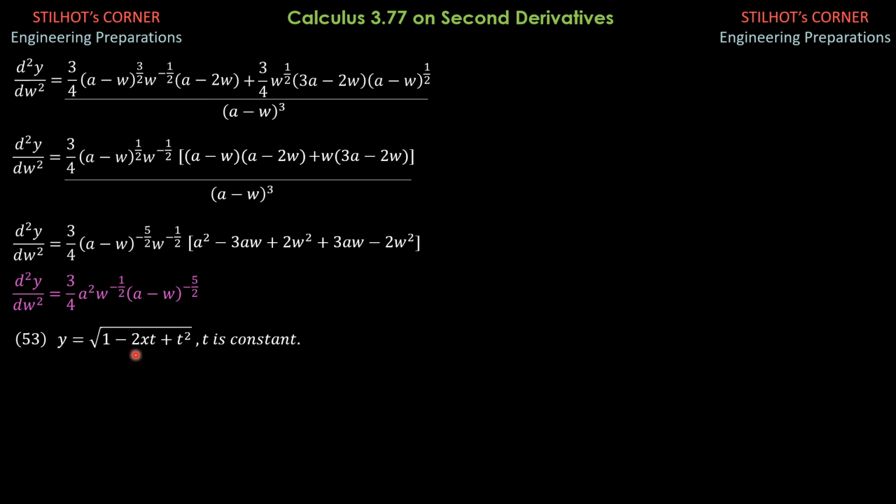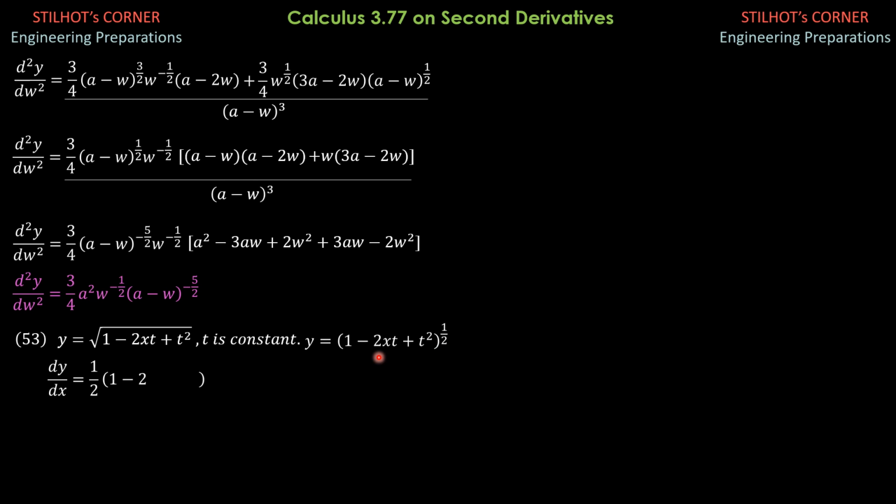Y equals square root of 1 minus 2xt plus t square, where t is constant. So it's like y equals square root of u. So y is quantity 1 minus 2xt plus t squared to the negative 1/2. Let's make it this way, to the positive 1/2 rather. Let's make it this way to differentiate it easily. Remember, t is constant, so this x is the variable. You can write this as negative 2tx plus constant square.